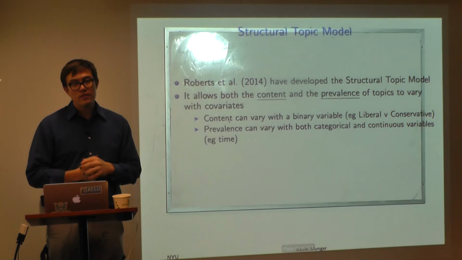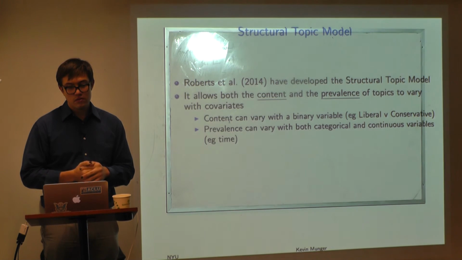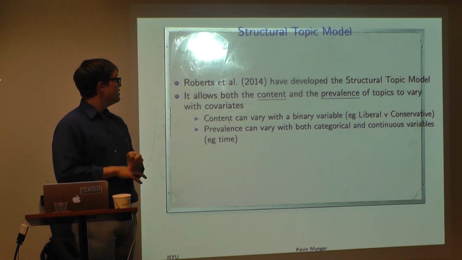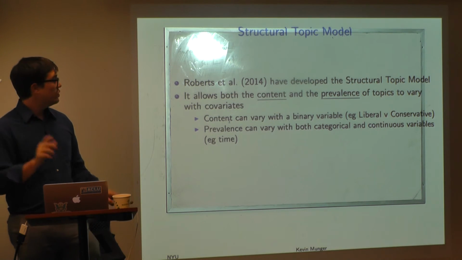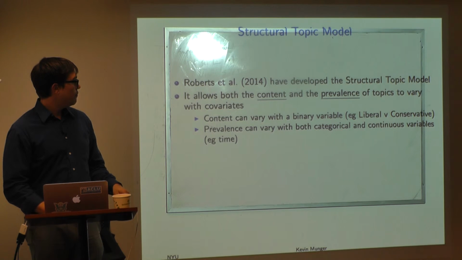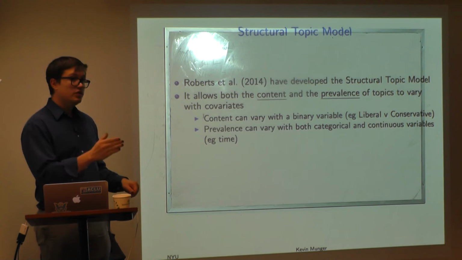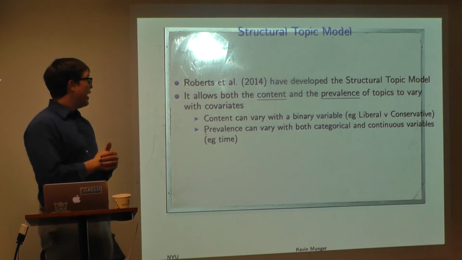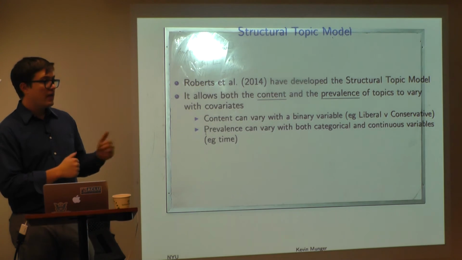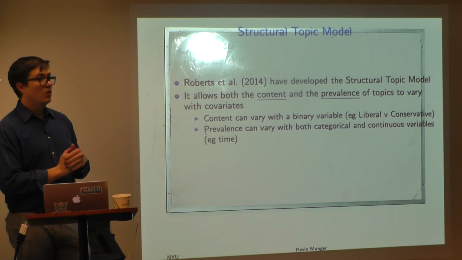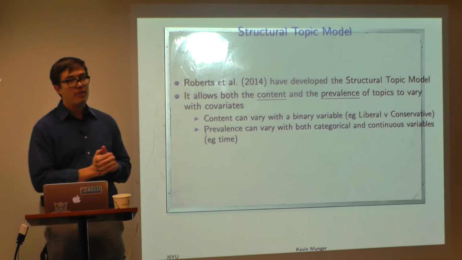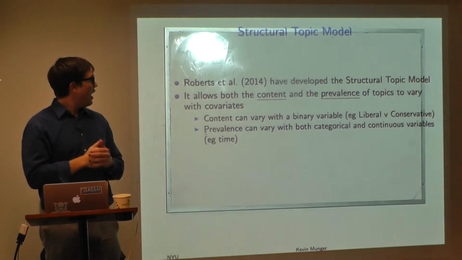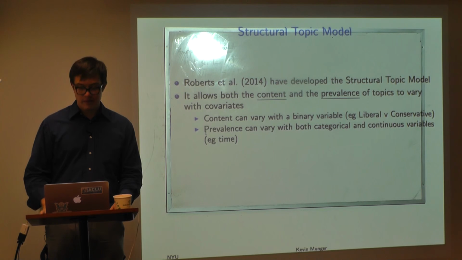You said right now only binary. Yes. You can't do continuous yet? Not for content. For prevalence, so this one has to do with the distribution of words over topics. This has to do with the distribution of topics over documents. And this can vary with categorical and continuous variables. So specifically time, and that's a very common application, is how the topics people talk about change over time. And STM allows you to model that directly.